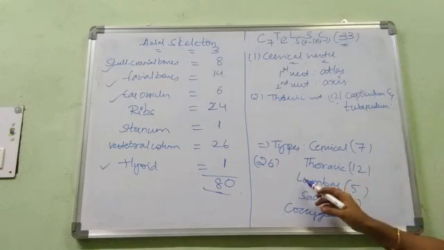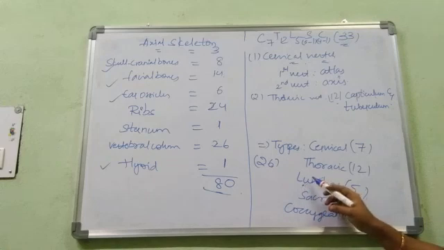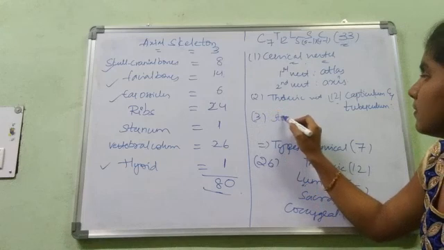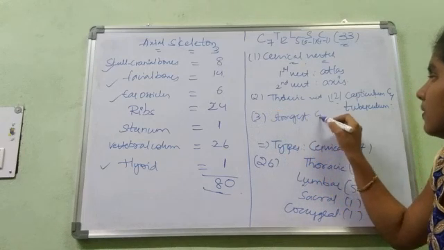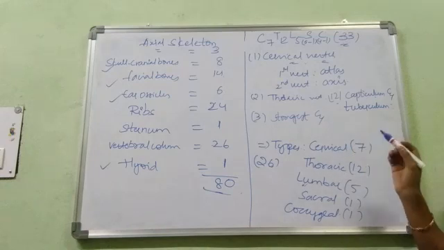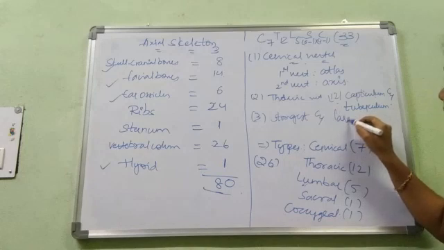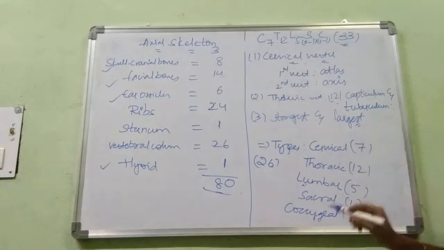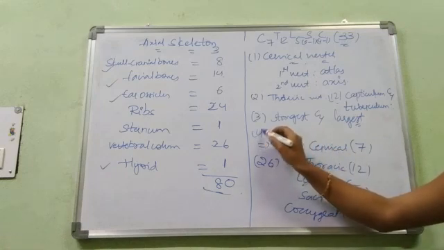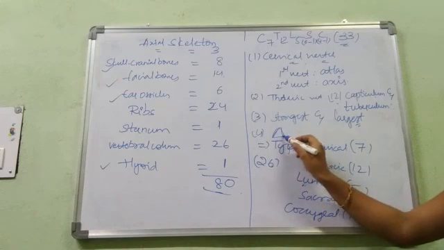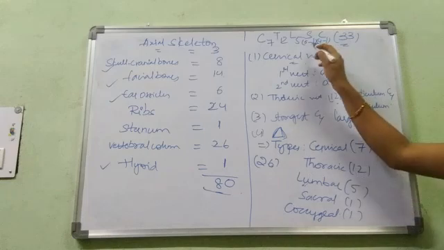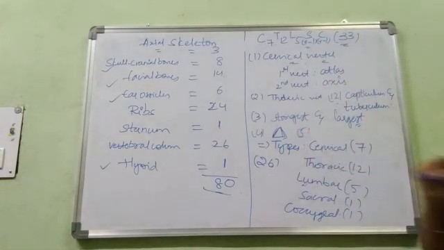Now let us discuss about the lumbar vertebra. These lumbar vertebrae are the strongest and largest free vertebrae. Next, sacral vertebra. The sacrum is a triangular bone formed by the fusion of 5 sacral vertebrae. Before I told you, it is formed by the fusion of 5 sacral vertebrae.